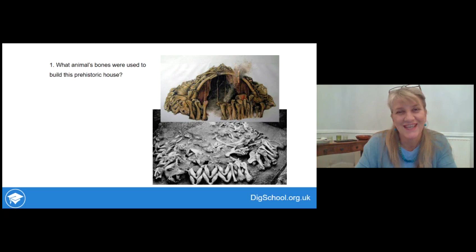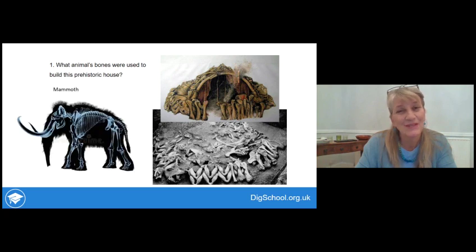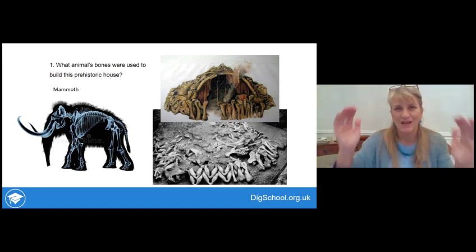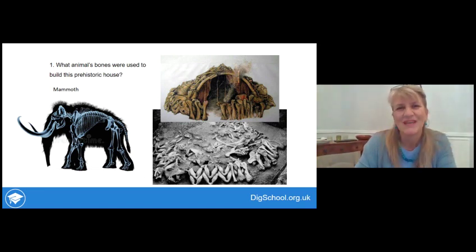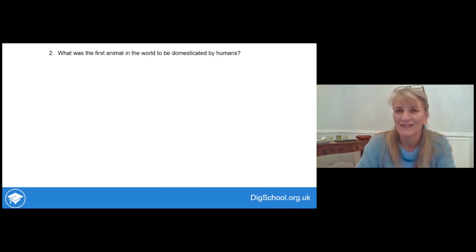Okay, so the answer to that question is mammoths. You can see there's a skeleton, perhaps the jaws, and the bones around the jaw have been used to create the foundations for the house, and the long bones have created the superstructure. So the relationship between humans and animals goes back a long way.